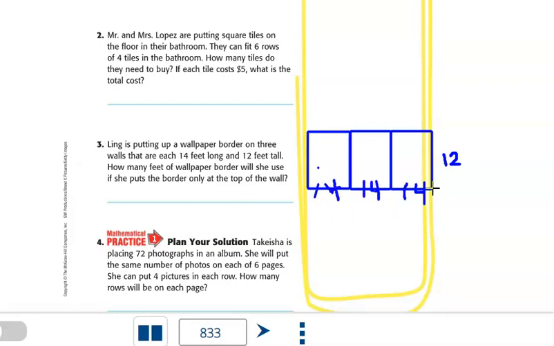Okay, so the thing that's tricky about this one is we're not going all the way around each individual rectangle, nor are we going all around the perimeter of the full 3. The directions here say how many feet of wallpaper border will she use if she puts the border only at the top of the wall. So we're not going all the way around anything, we're just going across the top of these. So that's going to be a different thing to figure out than what you might want to do.